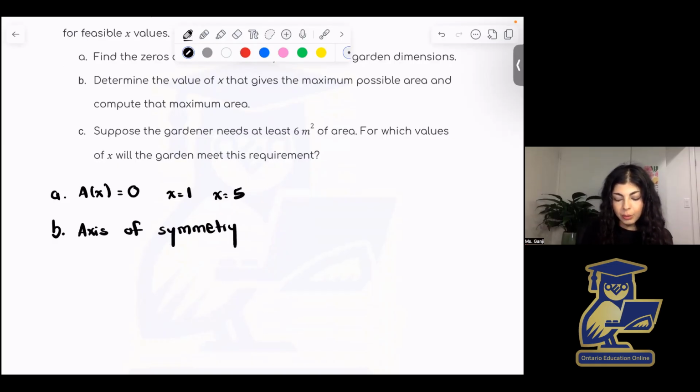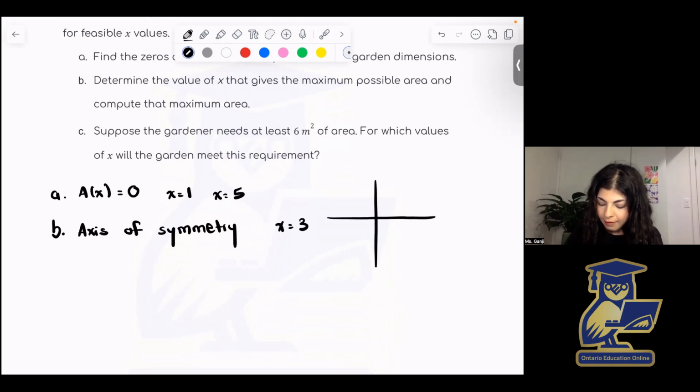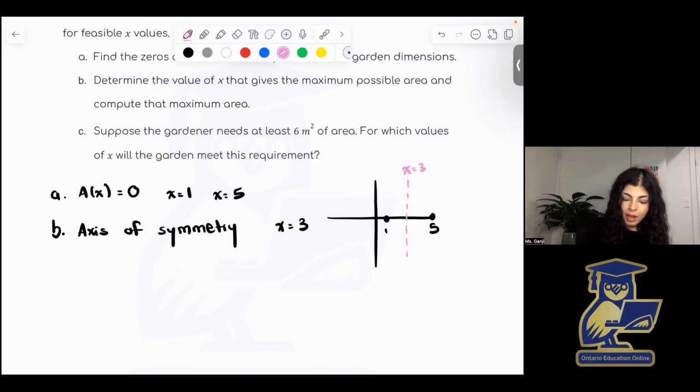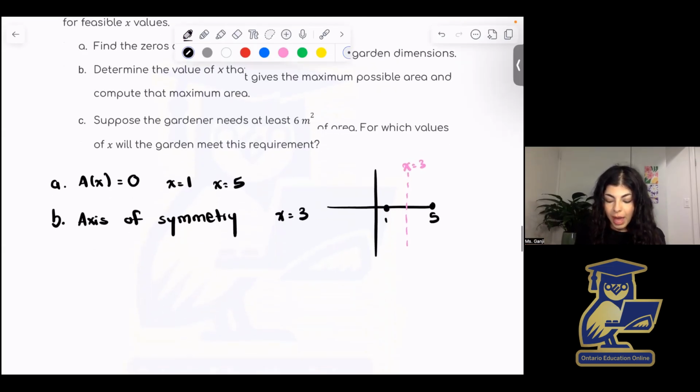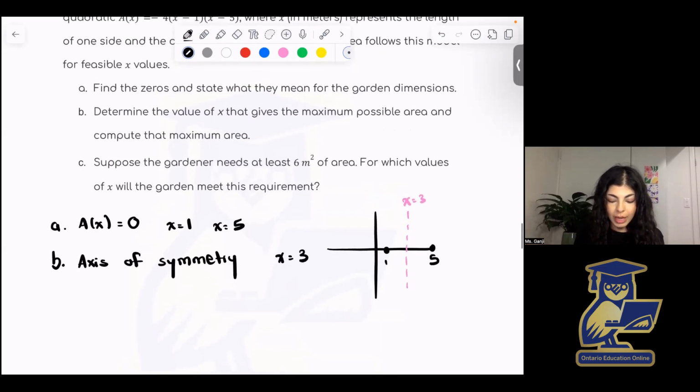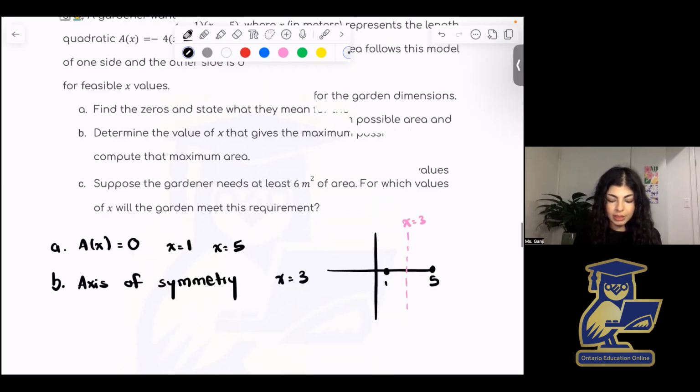So my axis of symmetry will be between 1 and 5. I hope we see that it is at 3. So it's 2 apart from each. So if we have 1 and 5 here, we would have our axis of symmetry at x is 3. And to find the maximum possible area, we have our x value of the vertex. So now we will just substitute this into A.